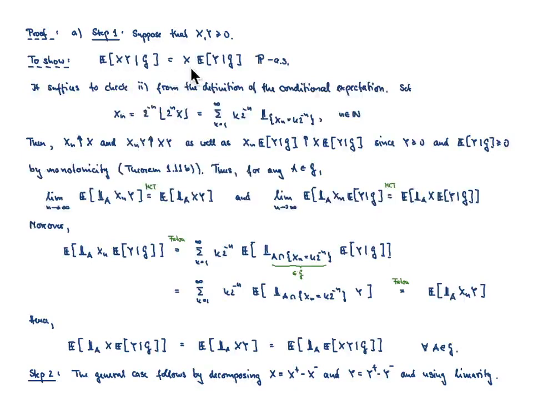The same holds true for the product between X and the conditional expectation of Y. By definition, that object is a G-measurable function. By assumption, X is a G-measurable function, and the product is again G-measurable. So this is the first observation we have.